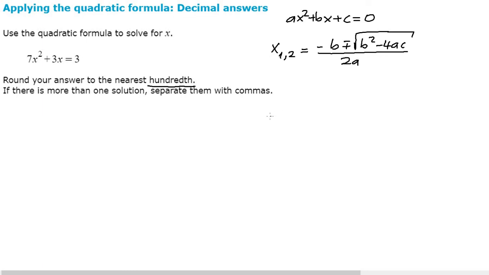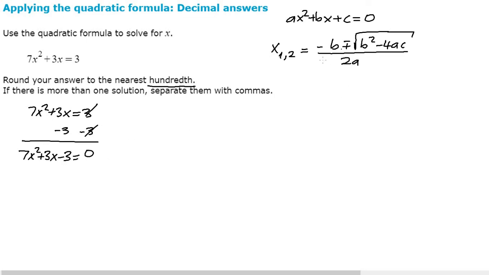We first write our equation in ax squared plus bx plus c equals 0 form. So we have 7x squared plus 3x equals 3. We need to convert the equation into the form of ax squared plus bx plus c equals 0. Let's take away 3 from both sides to make the right side of the equation equal to 0. That's going to cancel out, which would be equal to 0. And our equation turns out to be 7x squared plus 3x minus 3 equals 0.